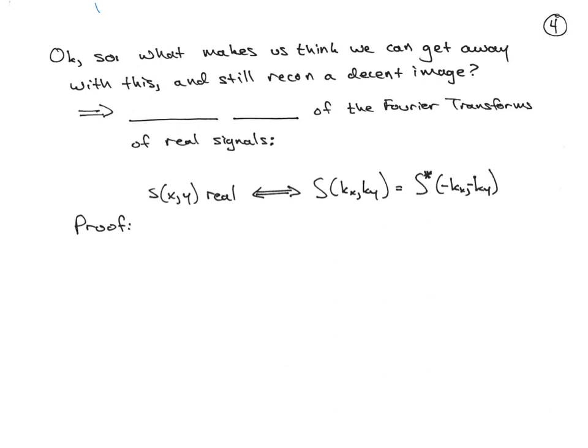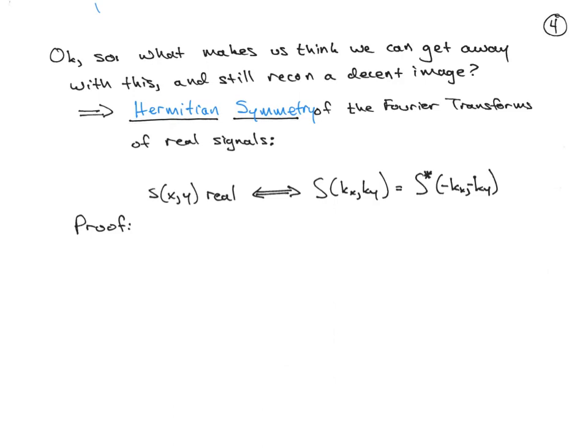Okay, so we've now defined what a partial Fourier acquisition is, but why is it that we think that we can actually reconstruct a decent image from this reduced data set, where we seem to have violated the principles of Nyquist sampling? What informs us that we should be able to do this is the Hermitian symmetry of real-valued signals. Hermitian symmetry of the Fourier transforms of real-valued signals.